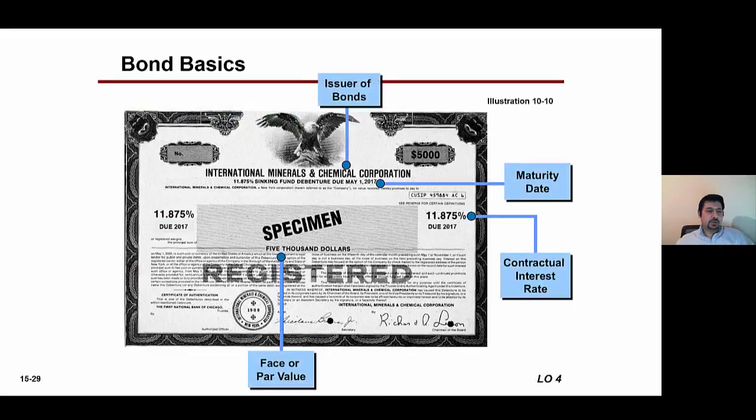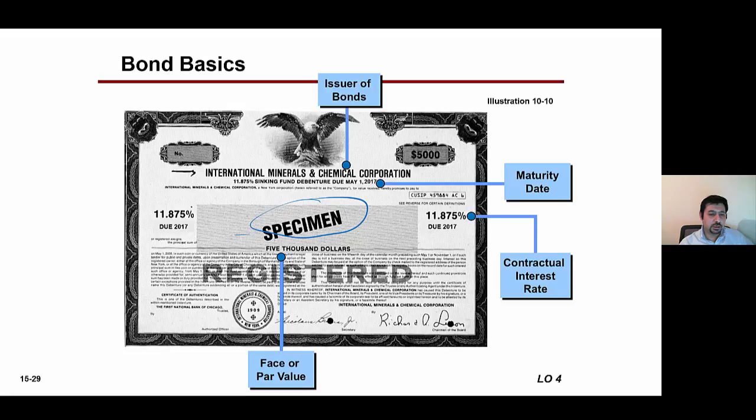This is how the bond certificate looks. So in this case, this is the bond certificate, not the bond indenture, not the contract. This is the bond certificate. It would indicate, for example, the issuer of the bond here. If it was registered, it would have the name of the person here. If it is registered to someone, it will show the name of that person.